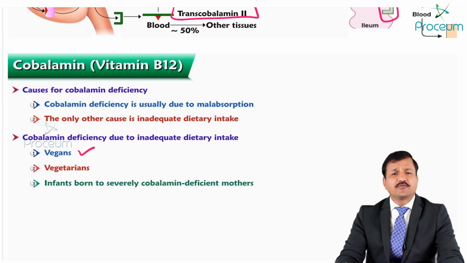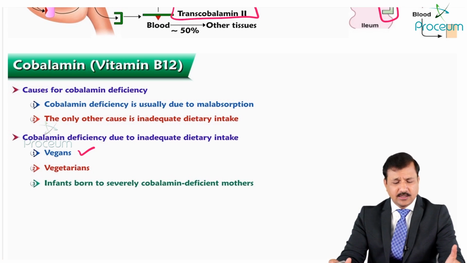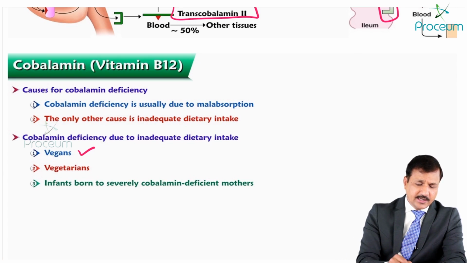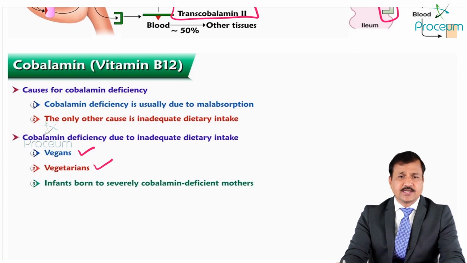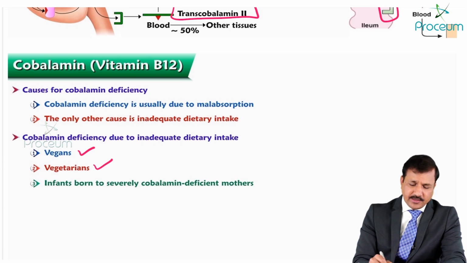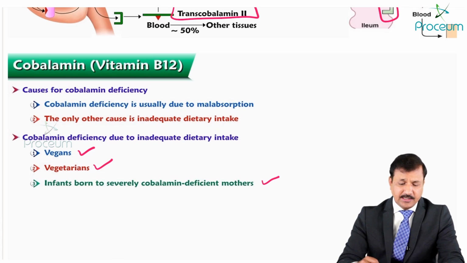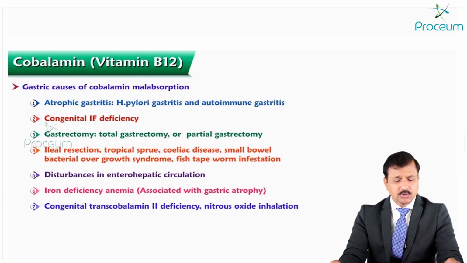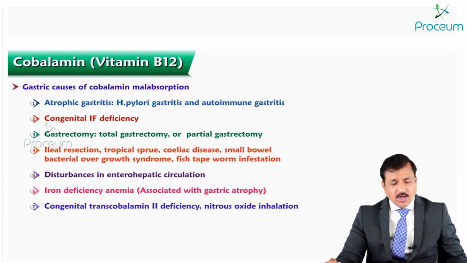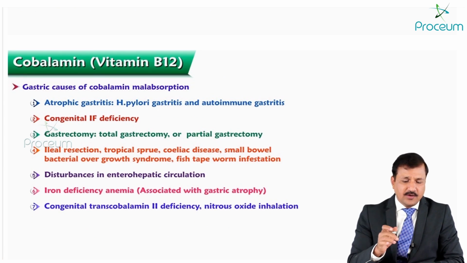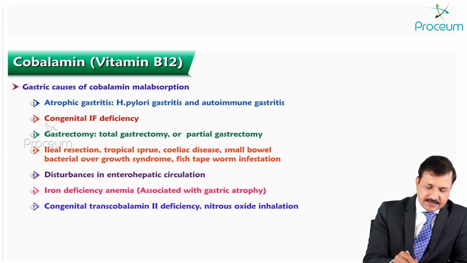The largest group of vegetarians in the world, those who omit or restrict foods coming from animal sources, can be at risk of cobalamin deficiency, and that includes vegetarians and vegans. Infants born to severely cobalamin deficient mothers can also suffer from cobalamin deficiency. Coming to gastric causes for cobalamin malabsorption, what are they? First thing is atrophic gastritis.